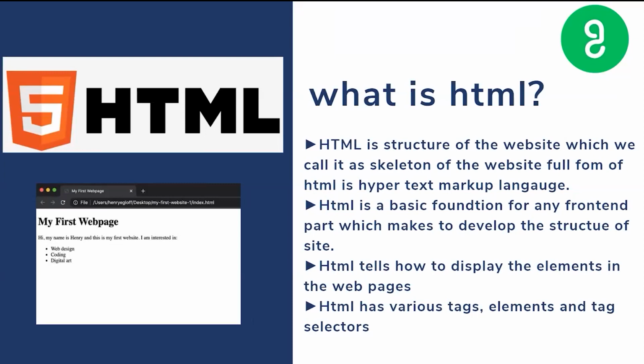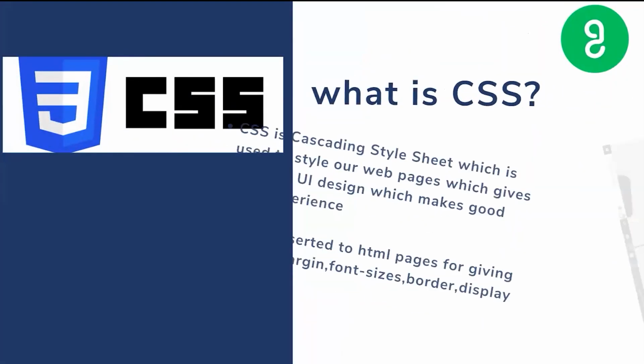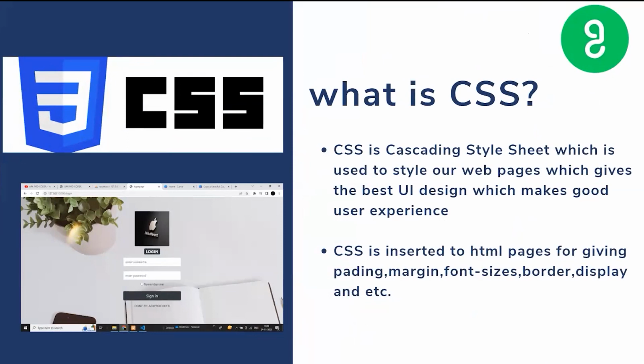So once the skeleton is built, once the human skeleton is built, what is the next thing? Next, they are going to put the CSS on it. So the next slide describes the CSS. CSS is a cascading style sheet, which is going to style our web page.